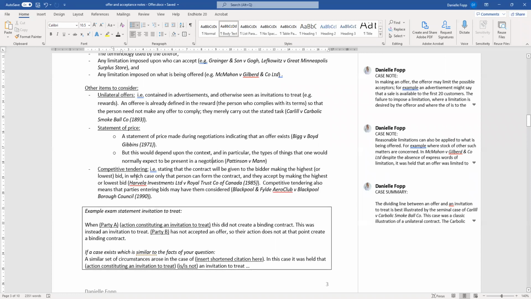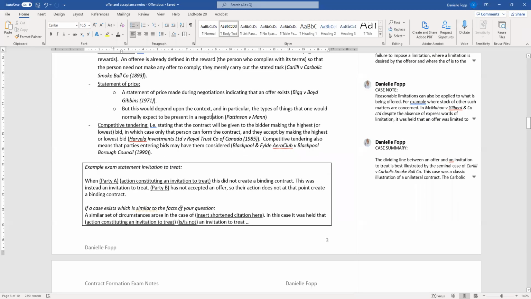And then we also have competitive tendering. And that means, for example, stating that the contract will be given to the bidder making the highest or lowest bid, in which case only that person can form the contract. And they accept it by making the highest or the lowest bid. And we've got two cases there.